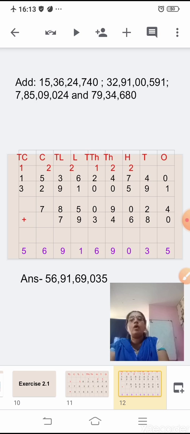Now in the same way, when you add all the numbers, you get the answer as 56 crore 91 lakh 69,035. After adding it, write the answer, place the commas, and then read the number. So this number is read as 56 crore 91 lakh 69,035. Okay, so understood, students, that is how to add all the numbers. It is very simple, but you have to be very careful while adding the numbers.